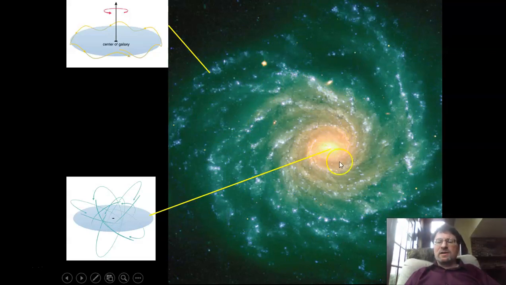Whereas the stars in the spheroidal component, like the bulge, for example, they have random orientations. Some are moving from above the galaxy to below, and some from below to above. Some might be going more clockwise when viewed from one direction, and others, when viewed from the same direction, are counterclockwise, and so on and so forth.